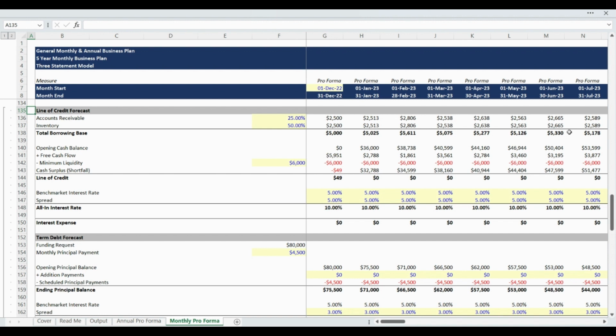The monthly amount will be displayed in row 144. The benchmark interest rate can be entered in row 146, and if your debt has a spread, it can be entered in row 147.